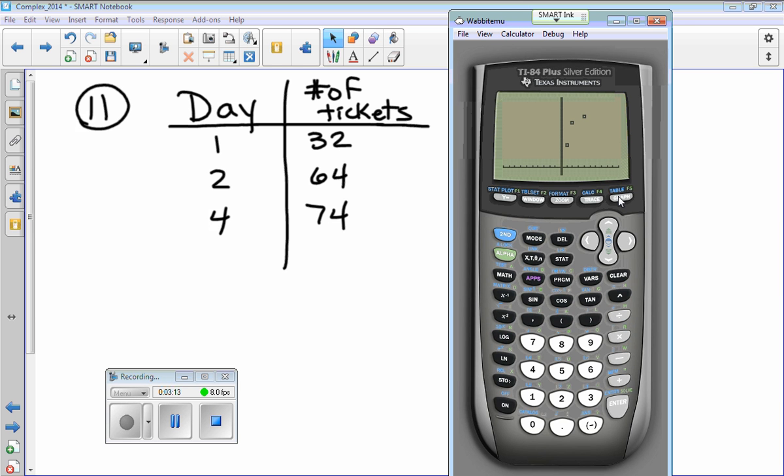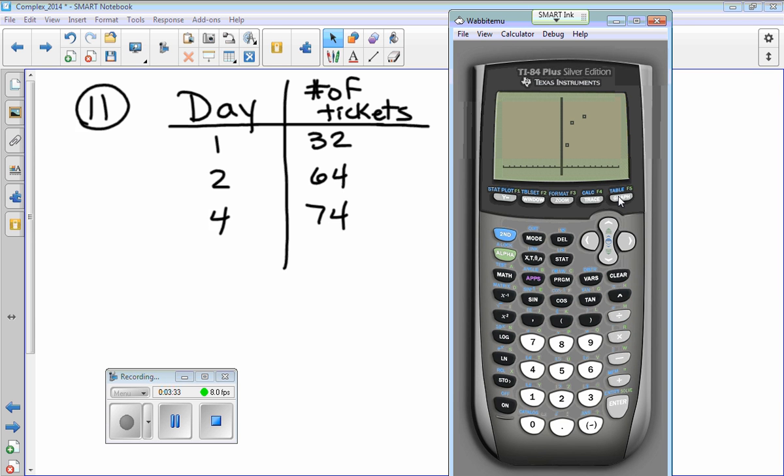You should, because you have to turn it on. Go to stat plot and make sure it's turned on. Once you've entered the data, you should have it turned on. You see it now? Everyone should do the same thing I do.